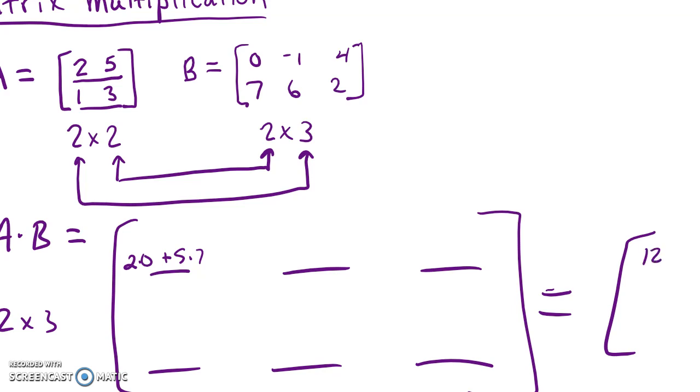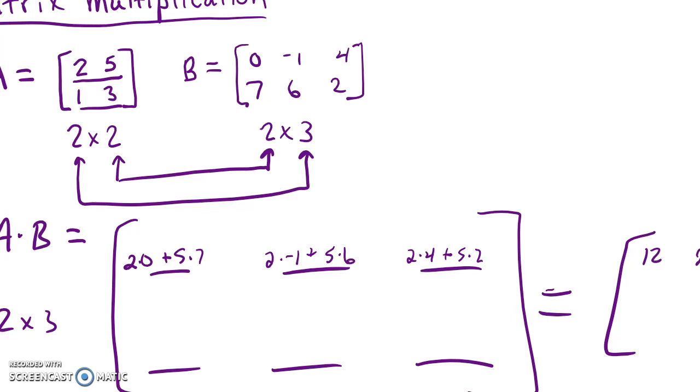To get the next spot, which is in the middle column, we're going to multiply by the middle column. So 2 times negative 1 and 5 times 6. So that is 30 minus 2, so 28. And to get the last column, 2, 5 times 4, 2, 2 times 4, and 5 times 2. 10 and 8 is 18.